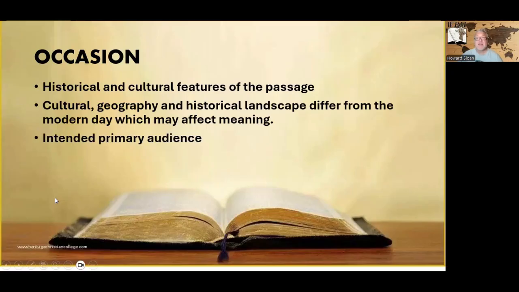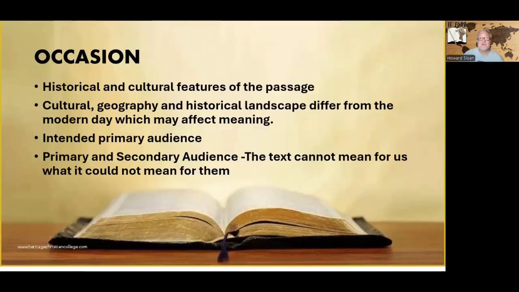It's important to recognize the primary audience. To whom was the author writing? Or was the intended audience in the same situation as those in the account? This could be the case with historical books. How would they have received the book?